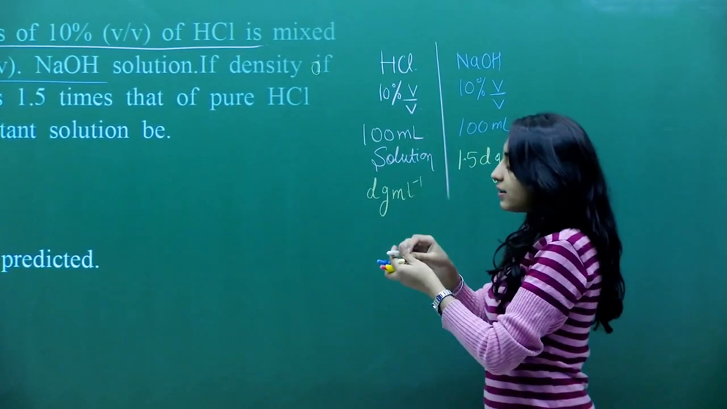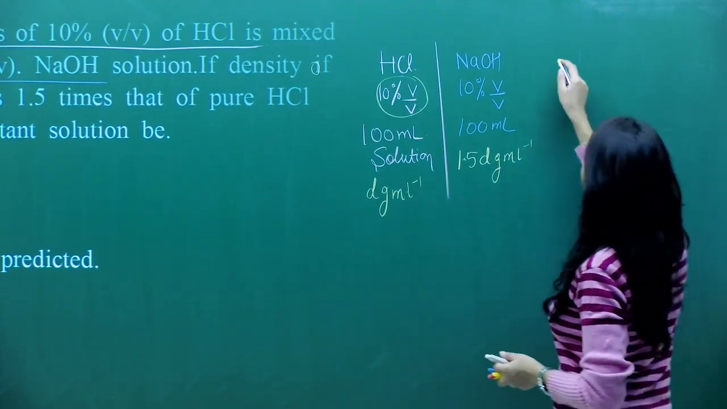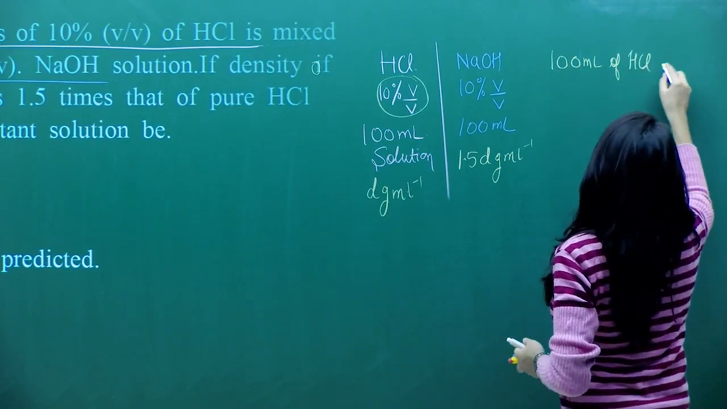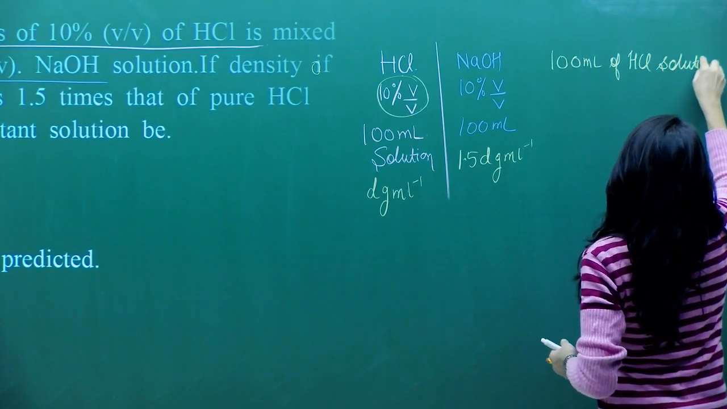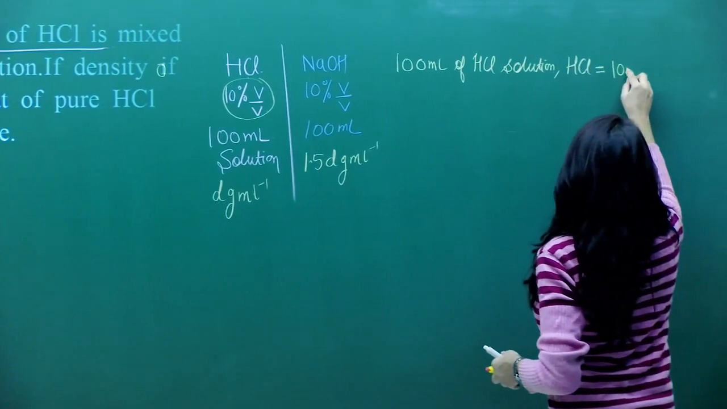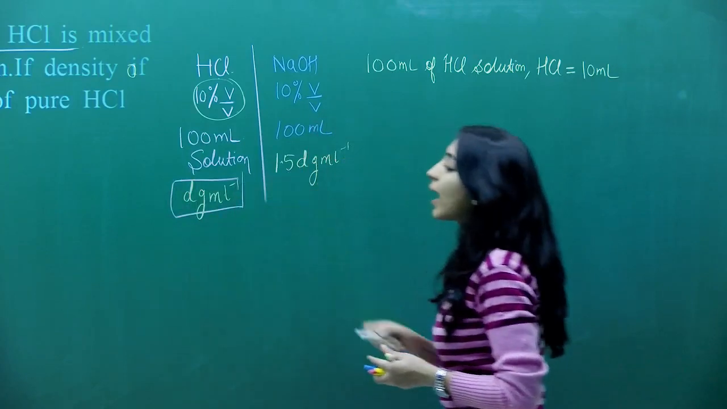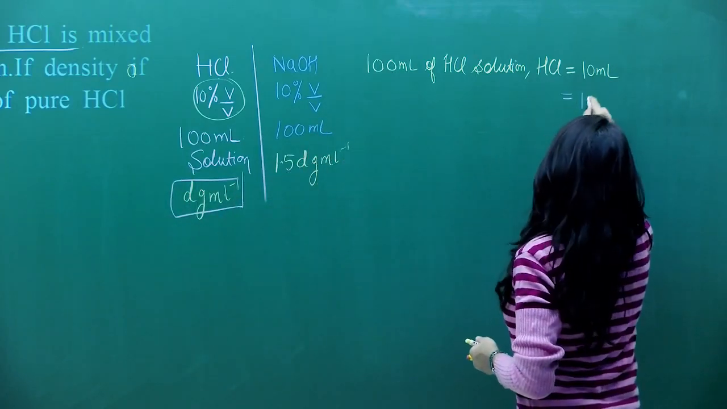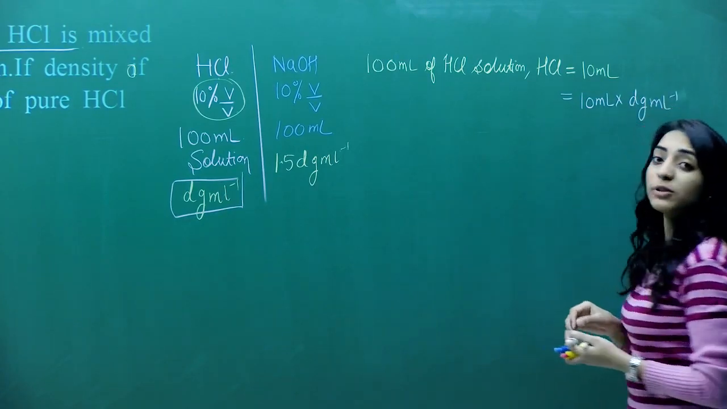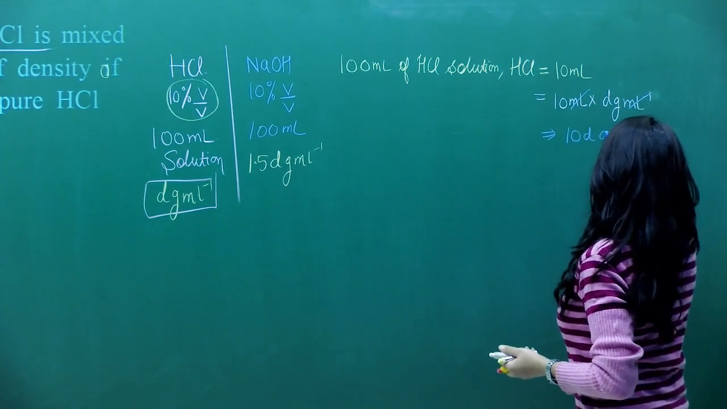So guys, what does 10% volume by volume solution mean? 10% volume by volume means 100 ml of HCl solution has HCl how much? 10 ml. Am I right? Now the density of HCl is given to be d grams per ml. So don't you think if I multiply 10 ml into d grams per ml, ml will get cancelled, we'll get 10 d grams.